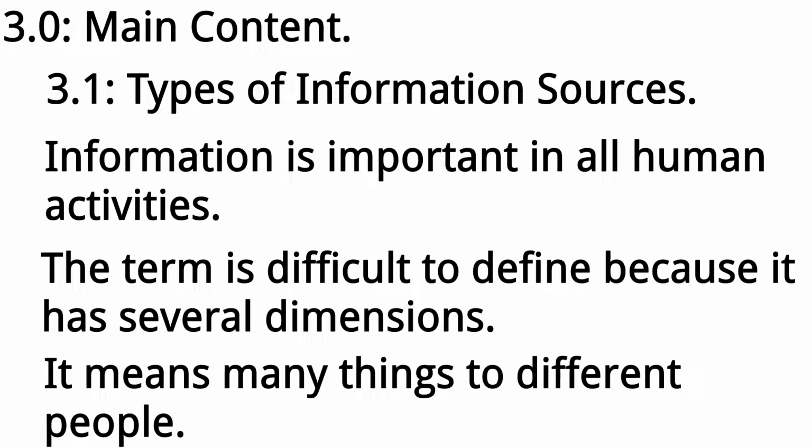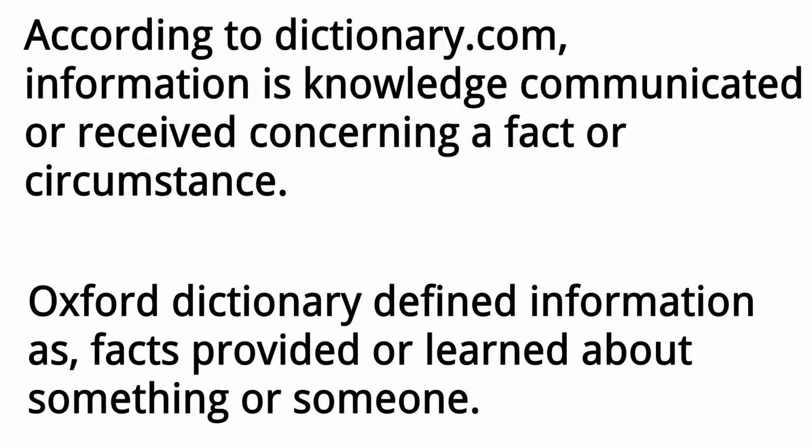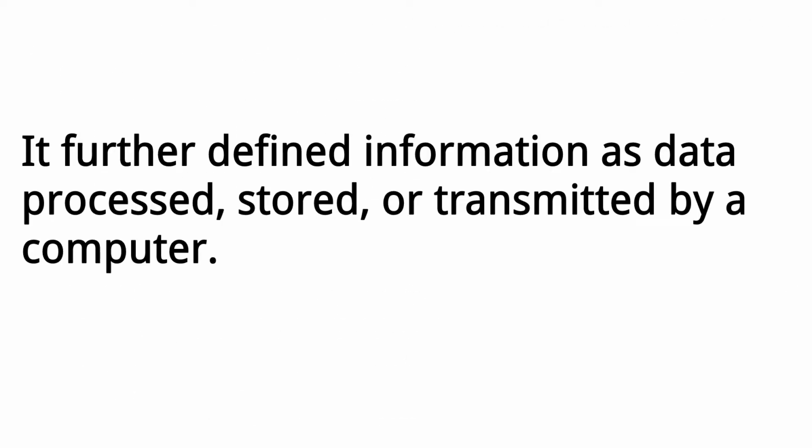3.0. Main Content. 3.1. Types of information sources. Information is important in all human activities. The term is difficult to define because it has several dimensions. It means many things to different people. According to dictionary.com, information is knowledge communicated or received concerning a fact or circumstance. Oxford Dictionary defined information as facts provided or learned about something or someone. It further defined information as data processed, stored, or transmitted by a computer.